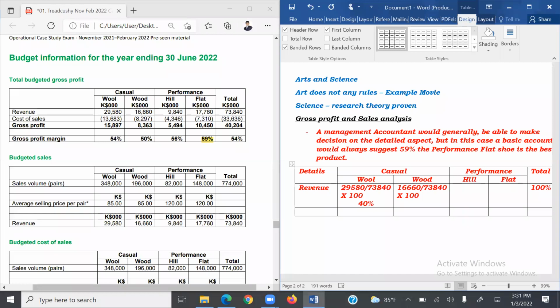22.56. So I can make it as 23%. Excellent. Thank you very much, students, for your chats as well. I'm getting the correct answer. So let's do it for the next one.